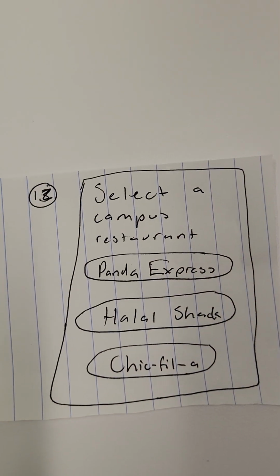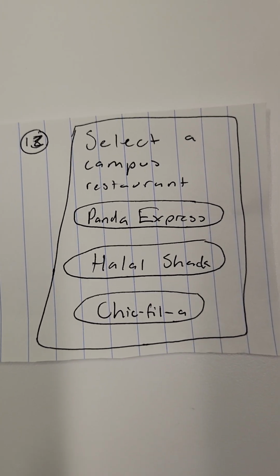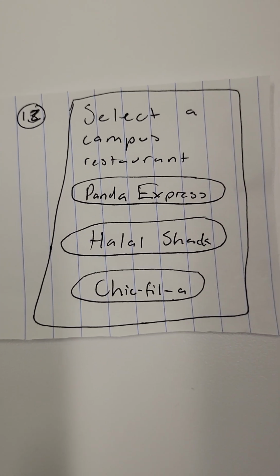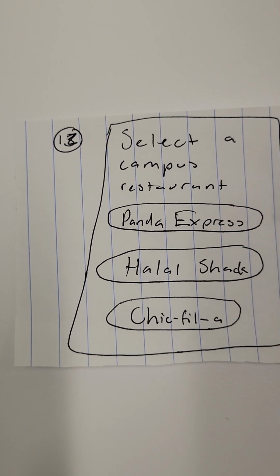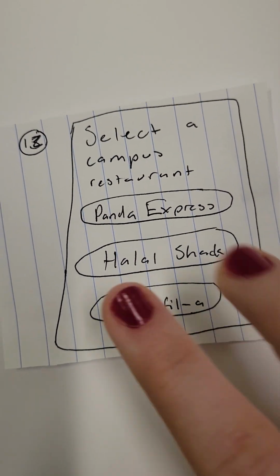So, let's go through a little trial. Pretend that we're a student. The first thing we're going to do is select a campus restaurant. Today, I would like to order from Chick-fil-A.